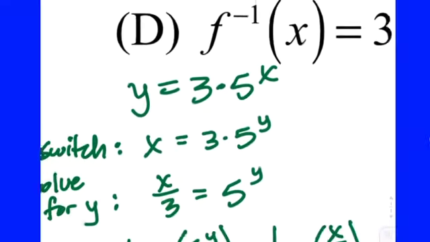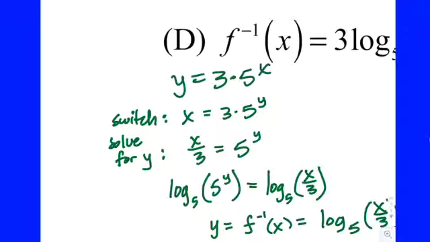I'll just call f of x y. And now here's the switch step. Y becomes x, x becomes y. And now to solve for y, the first thing I'm going to have to do to get the 5 to the y by itself is divide both sides by 3. So I get x over 3 equals 5 to the y.